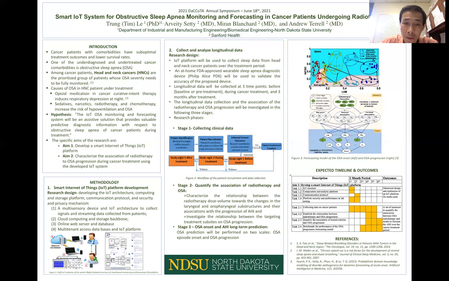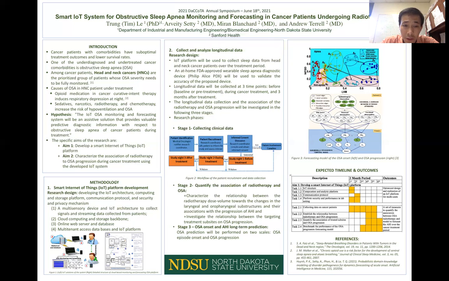We will use two devices. One is our own customized device. The second one is an FDA-approved wearable sleep diagnostic device. This is a product from Philips, the Alice PDx device. The FDA-approved device will be used to validate the accuracy of our device and our system. Furthermore, the longitudinal data will be used to compare the severity of OSA before the treatment, during the treatment, and after the treatment.